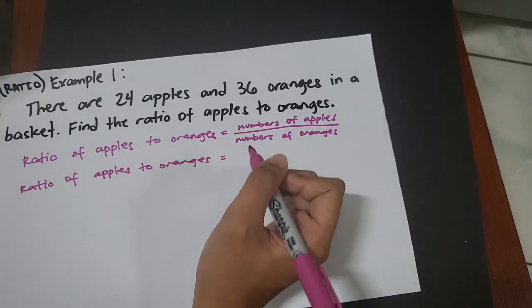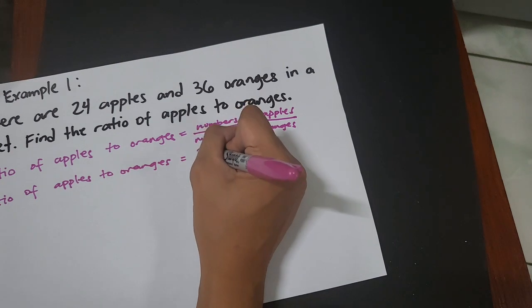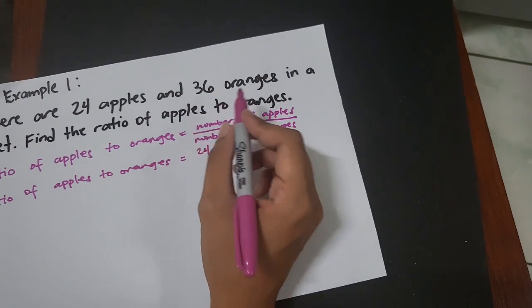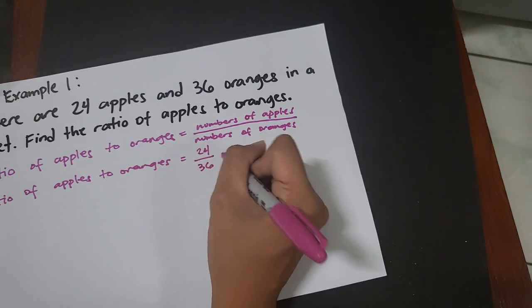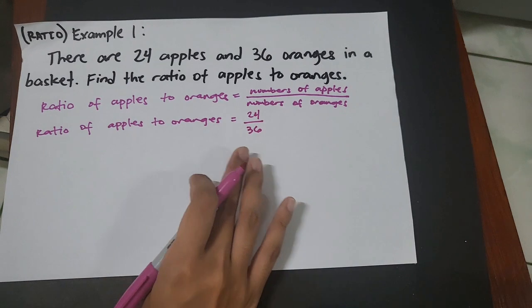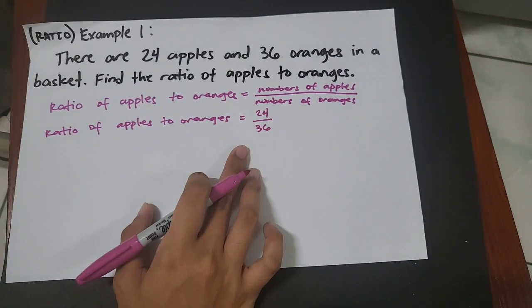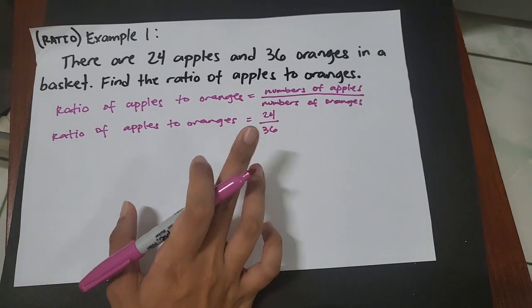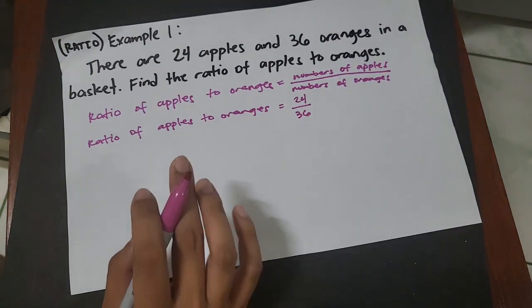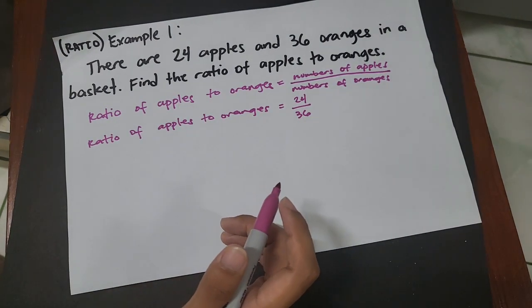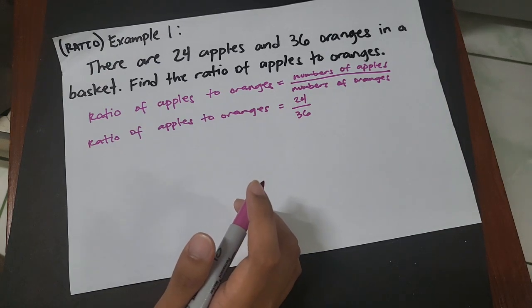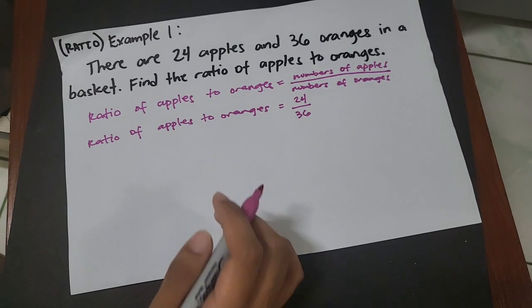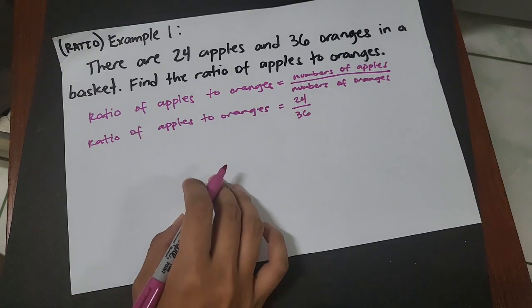Ratio ng apples is 24. And ang ratio ng oranges is 36. Yan, nakuha na natin yung numbers of apples and numbers of oranges. So, next is isi-simplify natin. To simplify the ratio, we can divide both the numerator and denominator by their greatest common divisor, or GCD, which is 12 in this case.